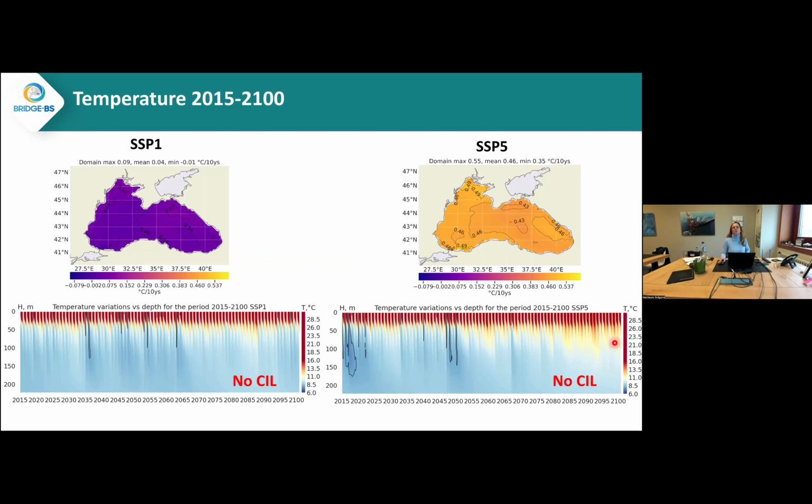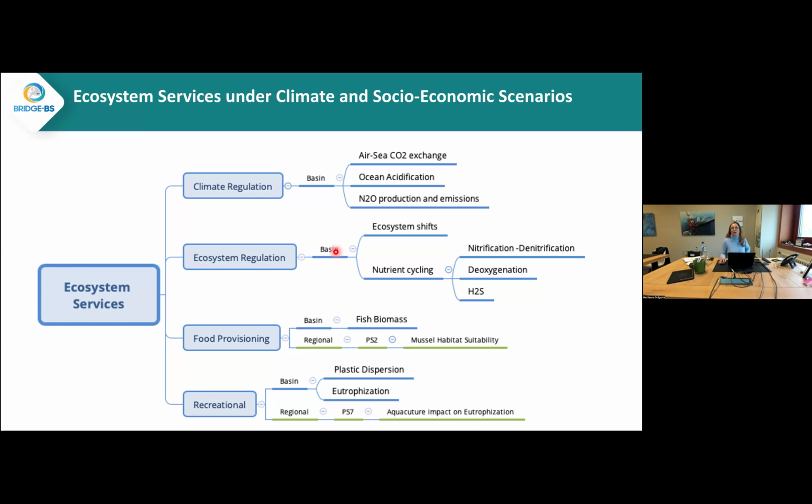Then we move to the link with the ecosystem services. So we have mapped all our model results to the ecosystem services. We are able to address climate regulation. We are able to address ecosystem regulation with the biogeochemical cycle, food provisioning with the fish, and also recreational service with the plastics, for instance. So we made some case studies here.